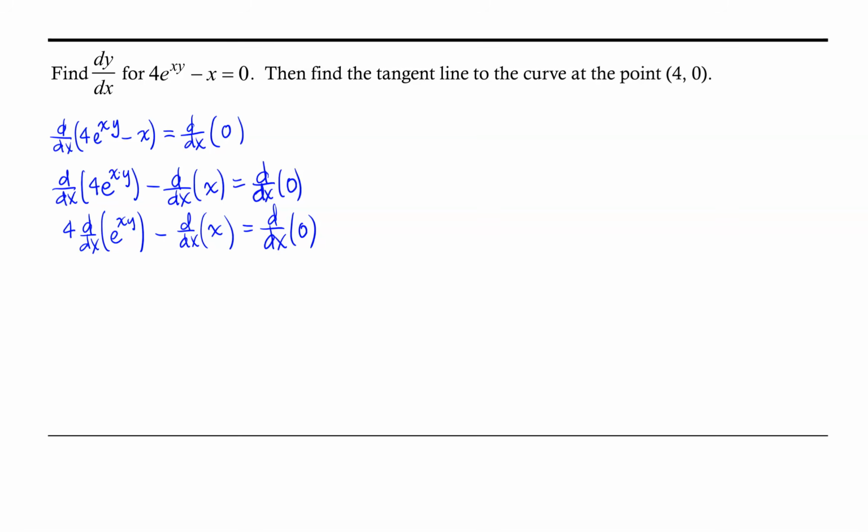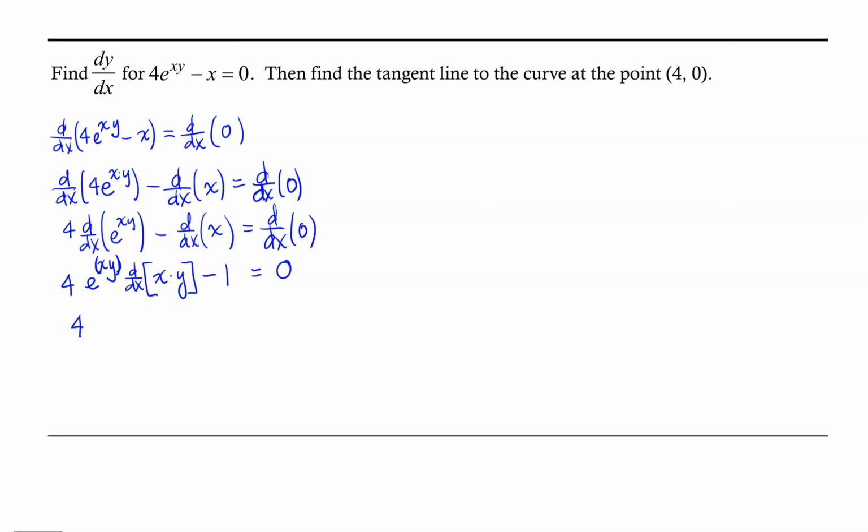So at this point, we can start taking derivatives. We'll have 4 times, and now to do the derivative of an exponential function, we know that the derivative of e to the x is e to the x itself. So I'm going to keep this power. That's like saying e to the x is e to the x, and then we need to take the derivative of that power or that argument. So the derivative with respect to x of x times y, minus the derivative with respect to x of x, which is 1, and the derivative with respect to x on the right-hand side of 0 is 0.